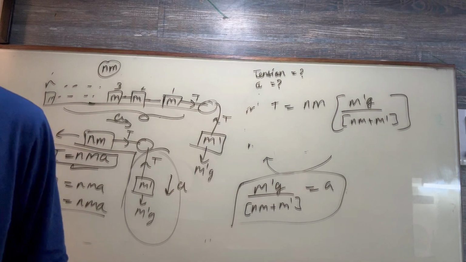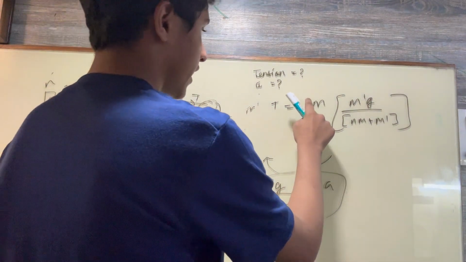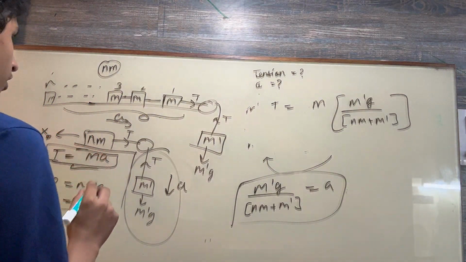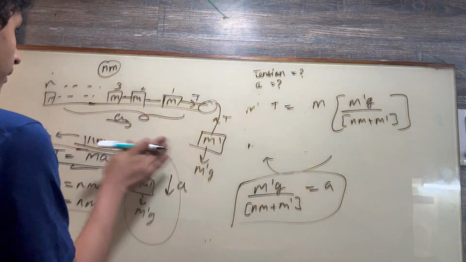Sorry guys, I made a mistake here. We will not get our n. This is wrong. We will not get an m here, we will just get tension is equal to ma. Why? Now you might be asking me why.